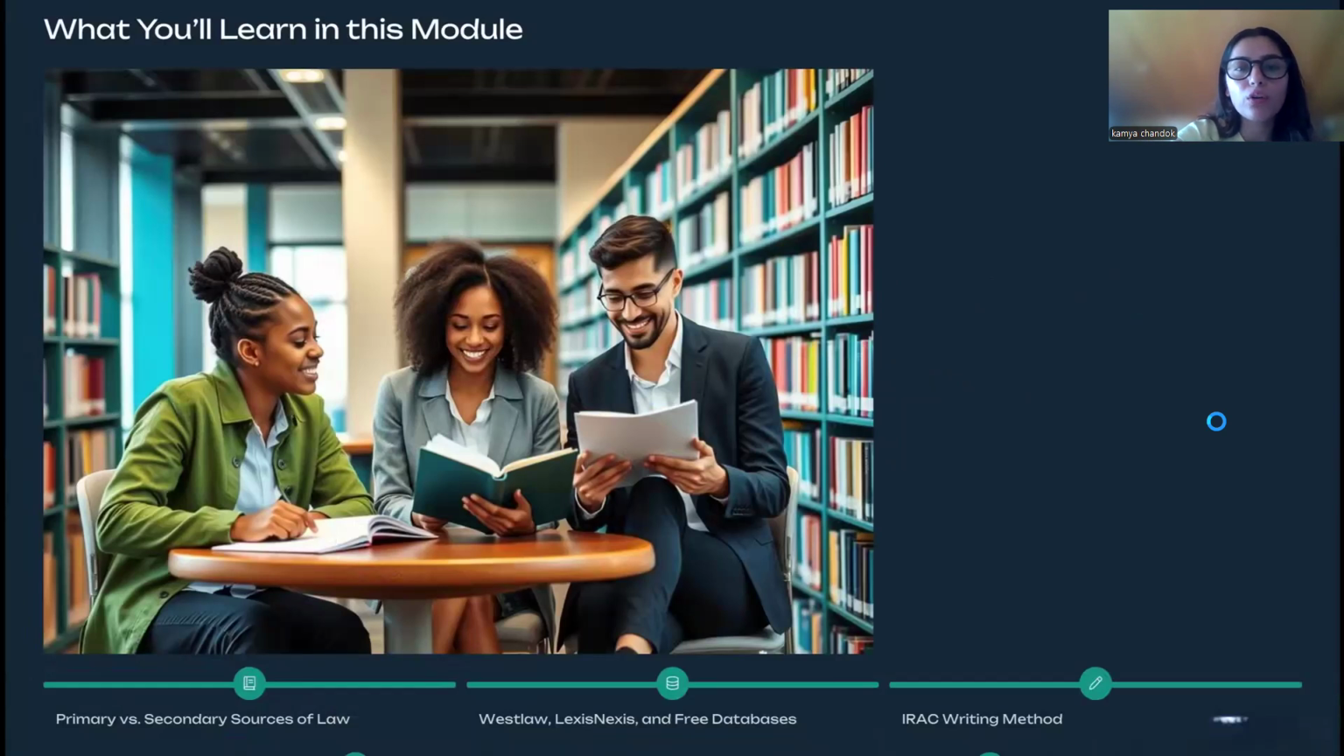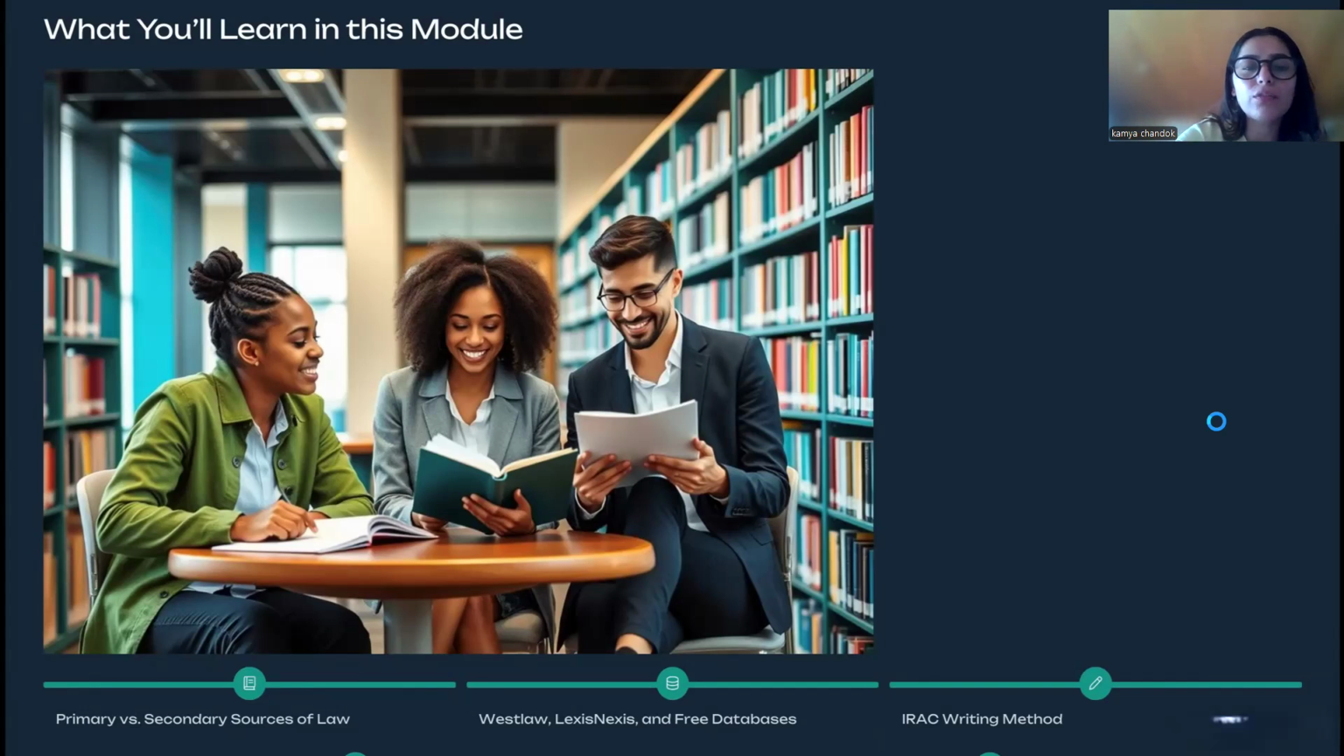Now, talking about what we'll cover in this module, here's a brief. We'll be talking about the primary versus the secondary sources of law, like what counts as binding legal authority and what serves as guidance. Then we'll talk about the research platforms, how to use Westlaw, LexisNexis, and free legal databases effectively. Then we are also going to talk about the IRAC method, which is a clear, structured approach to legal analysis. And lastly, we'll talk about how to draft concise, precise, and professional legal documents.